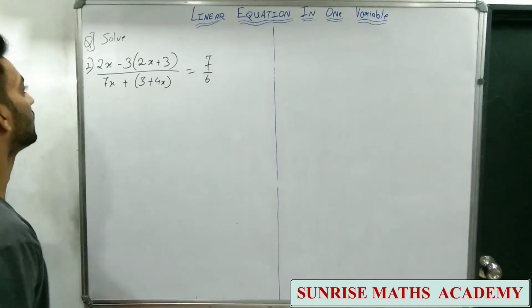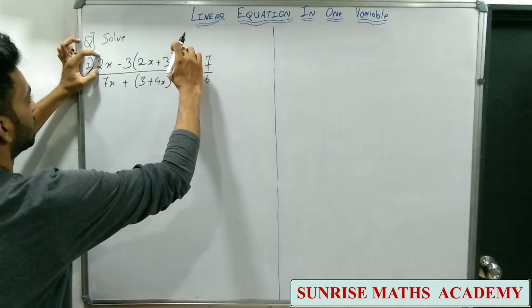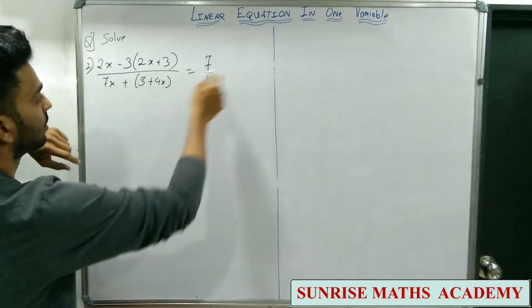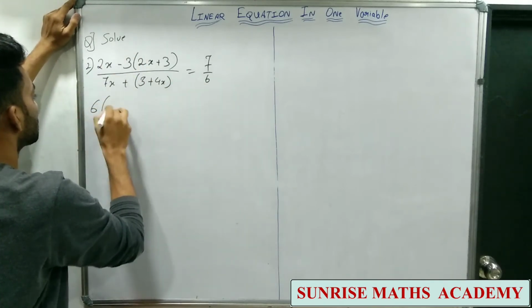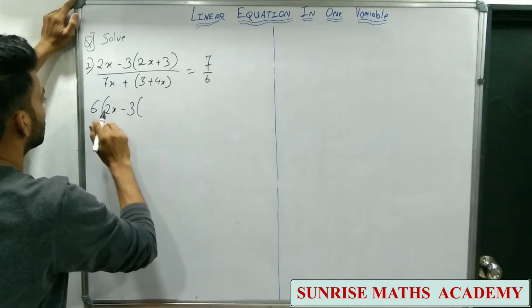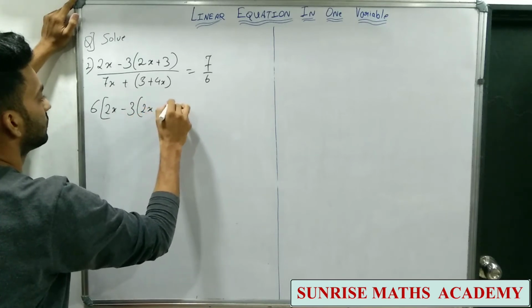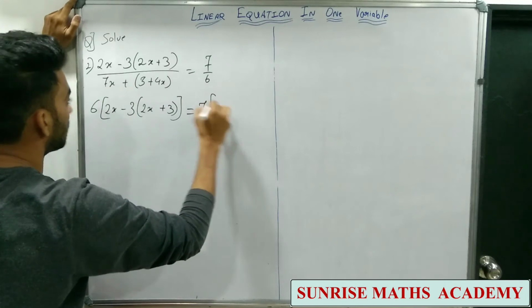Next equation. Now here we have rational numbers where this is an expression, this is an expression. So we directly do the cross multiplication. So this denominator we multiply here. 6 into 2x minus 3 bracket 2x plus 3. And here this complete goes out to the other side.